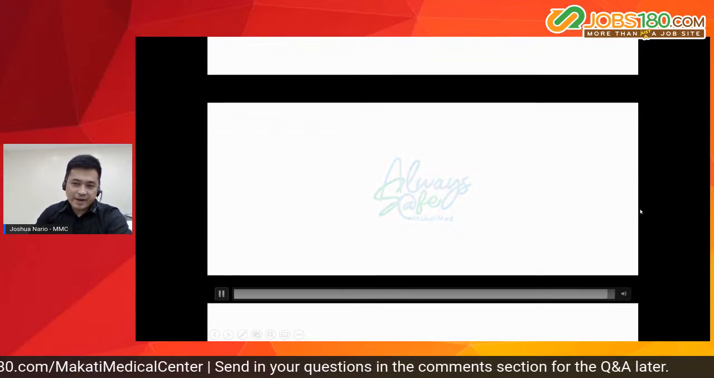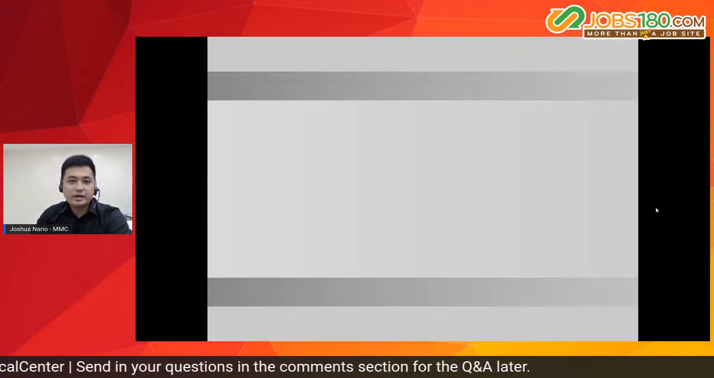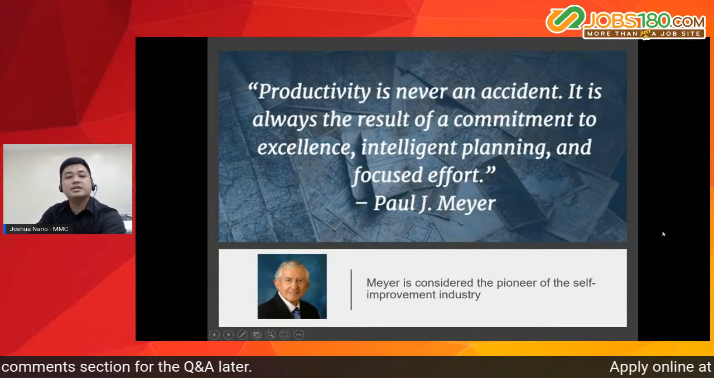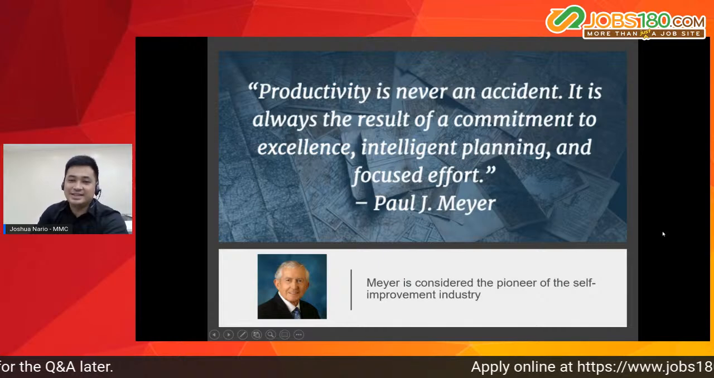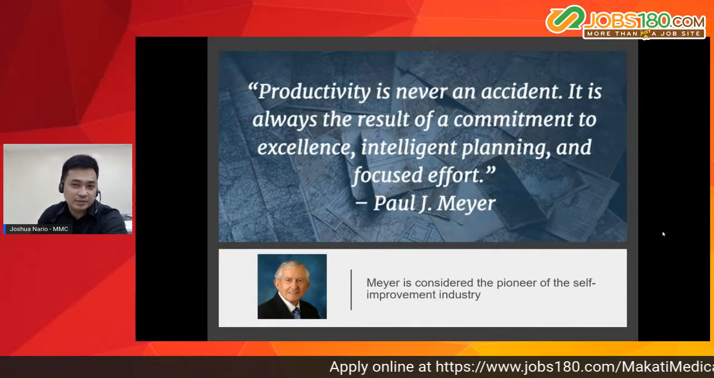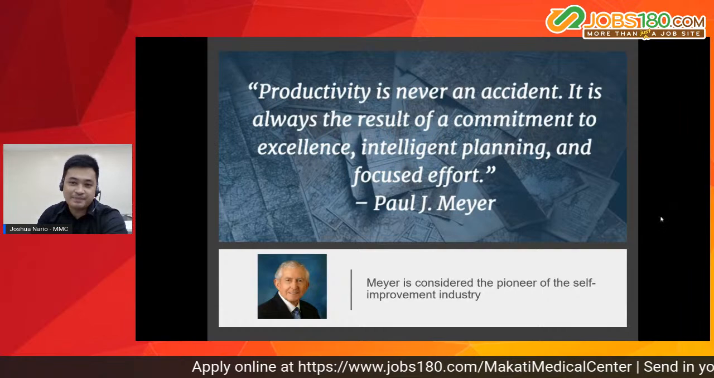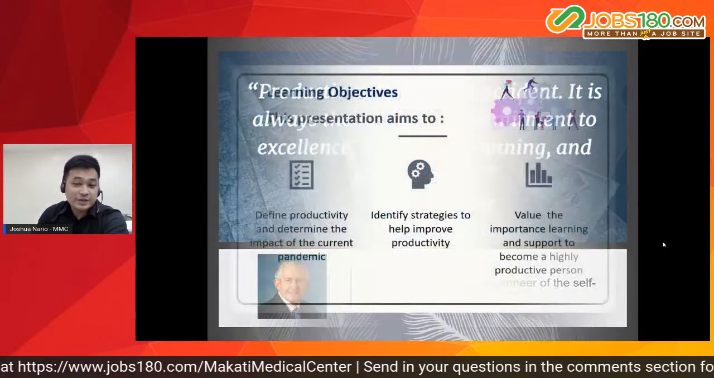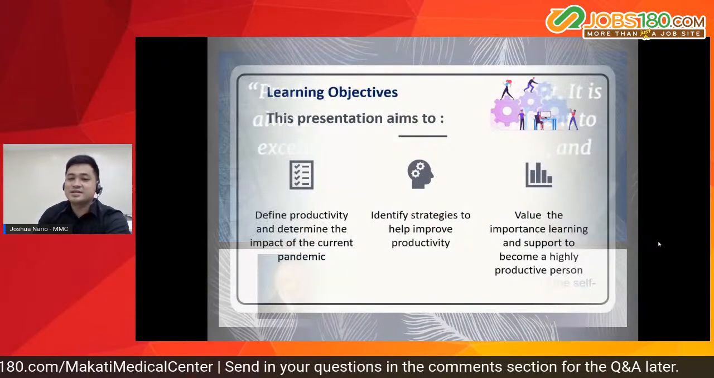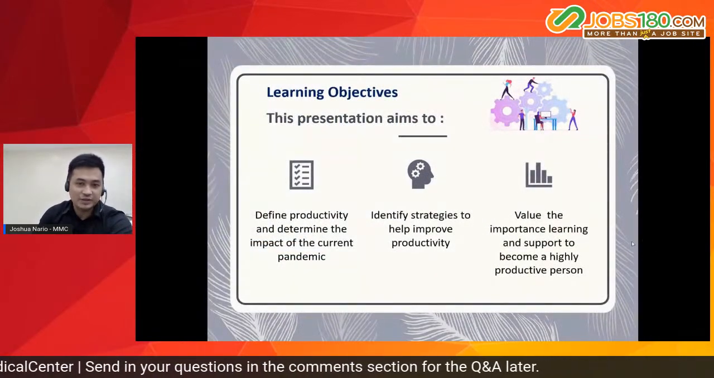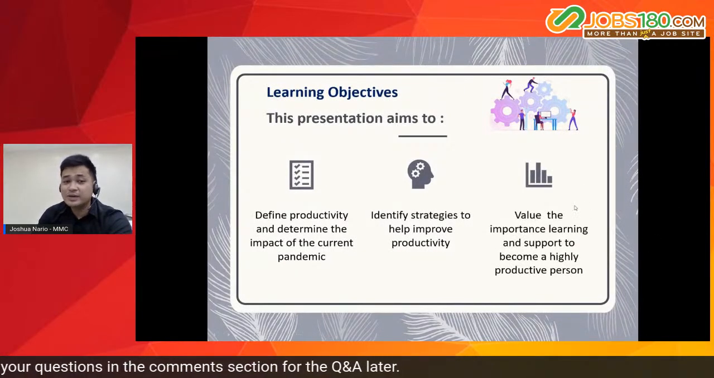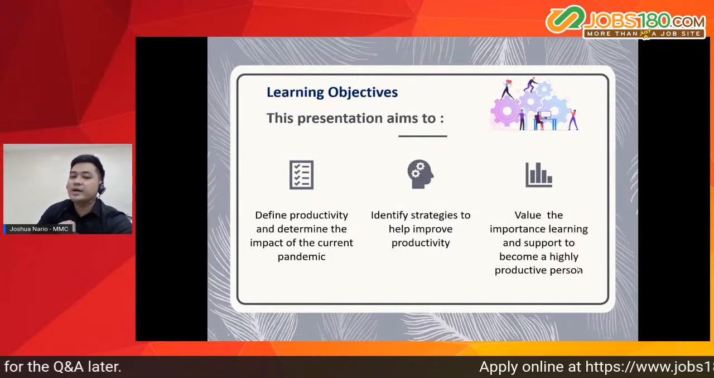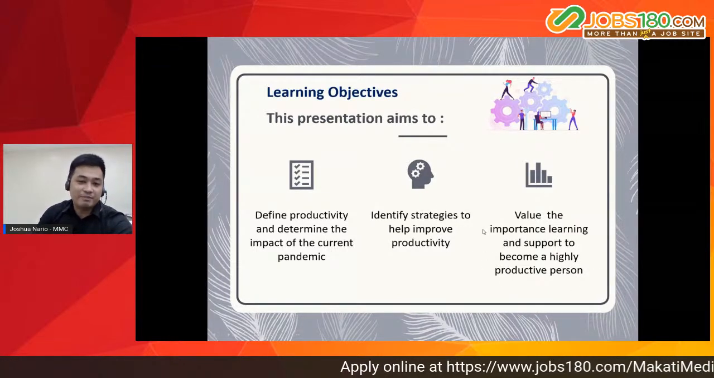I'll be starting off my presentation this morning with a quote from a famous writer, Paul J. Meyer, that productivity is never an accident. It is always the result of a commitment to excellence, intelligent planning, and focused effort. I hope you are struck by this quotation, because I have three objectives for all the students and all the viewers joining us today. First is for us to define what productivity is and how we determine the impact of the pandemic on it. Second, we need to identify strategies to help improve productivity.